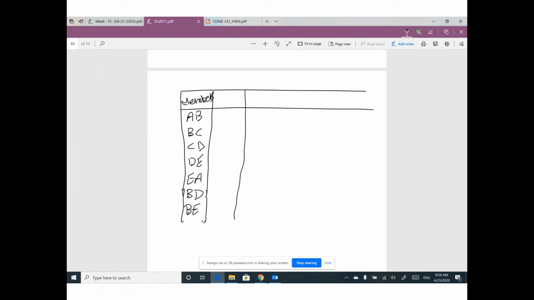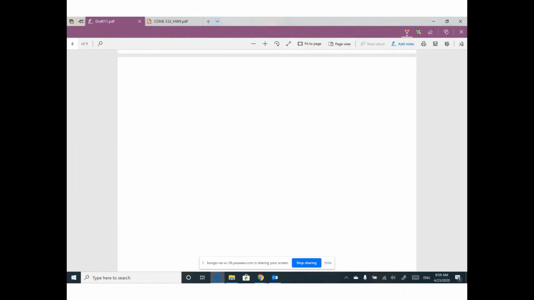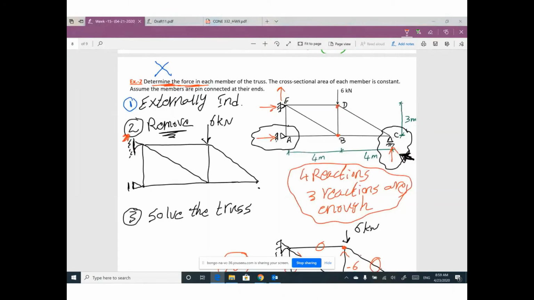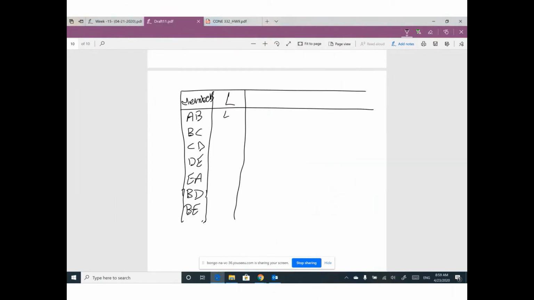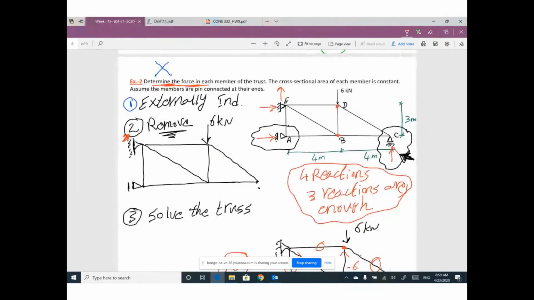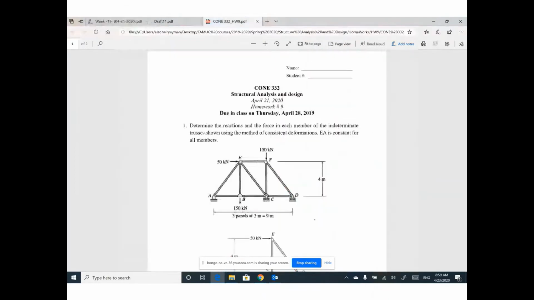What is the length of each member? 4, 4, 5, 4. I think EA will be 3. Yes. And then BD 3, BE 5.